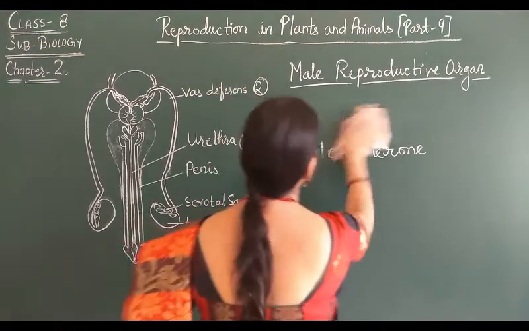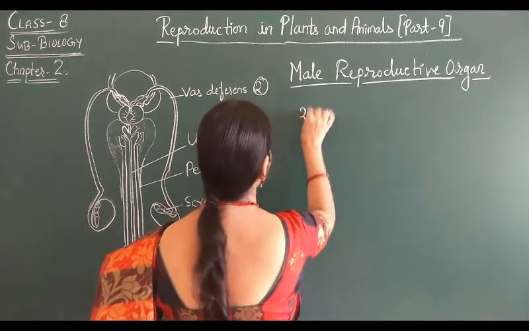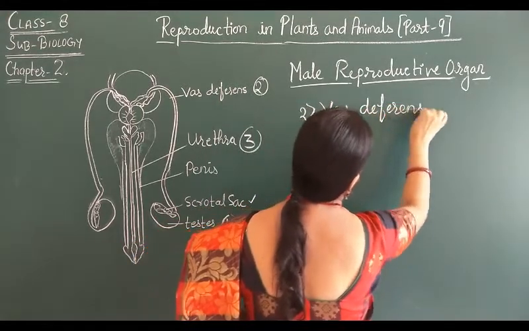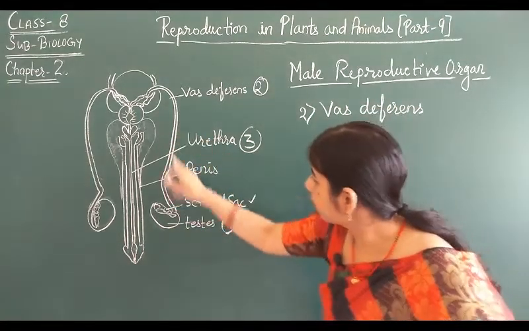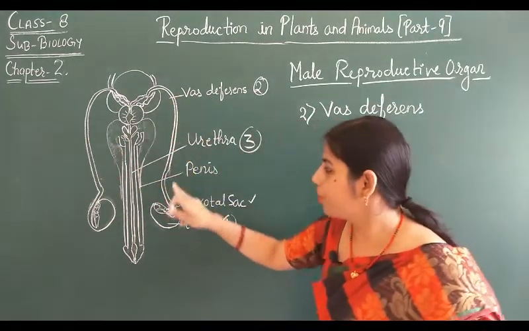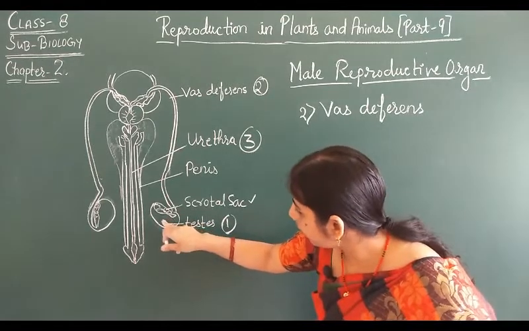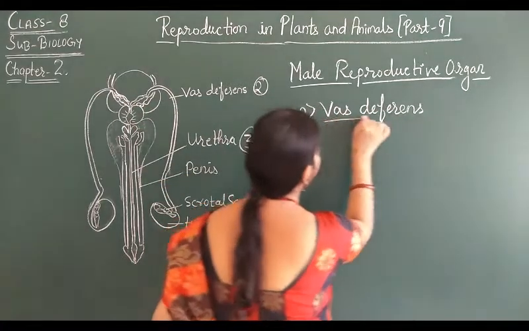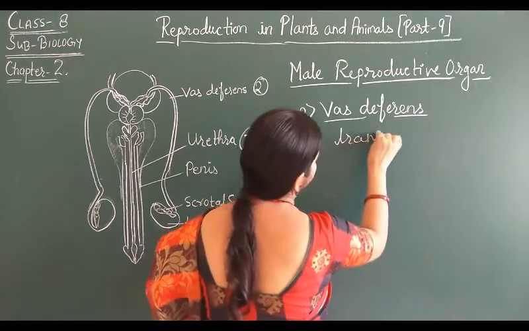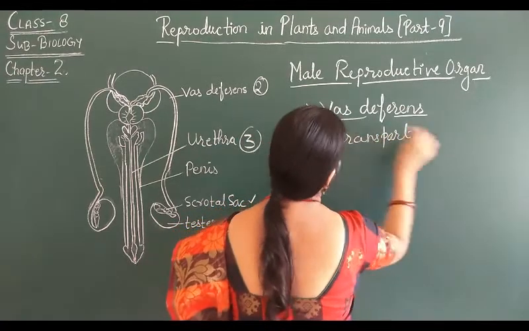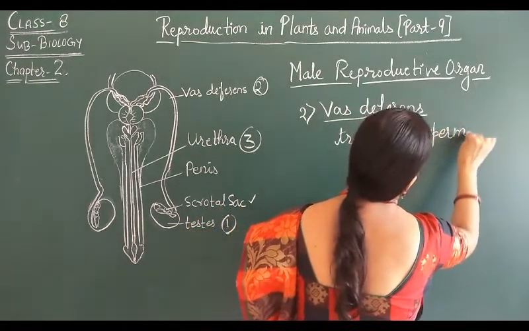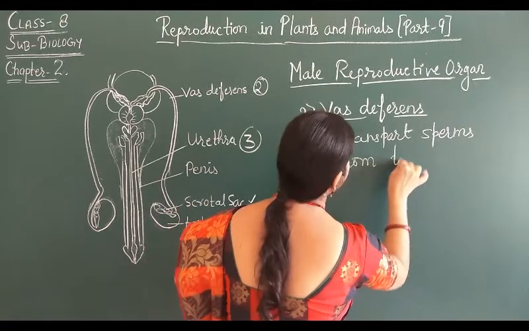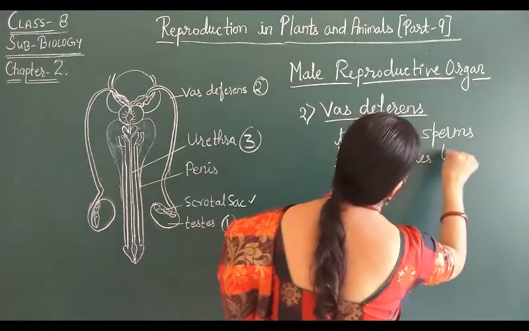Now let us move toward the next part, the vas deferens. Look over here, this vas deferens is a tube like structure which carries sperm from the testis to the urethra. That means the vas deferens transports sperms from testis to urethra.